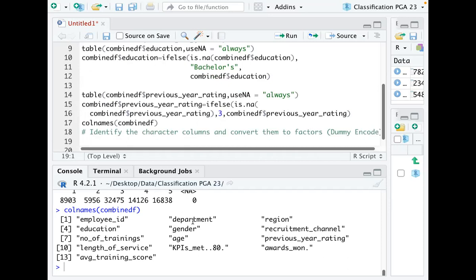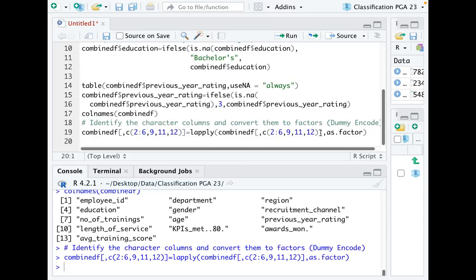So columns 2, 3, 4, 5, 6, 9, 11, 12. Combined DF, 2 colon 6, comma 9, comma 11 and 12 is equal to lapply, comma as.factor. So str combined DF.